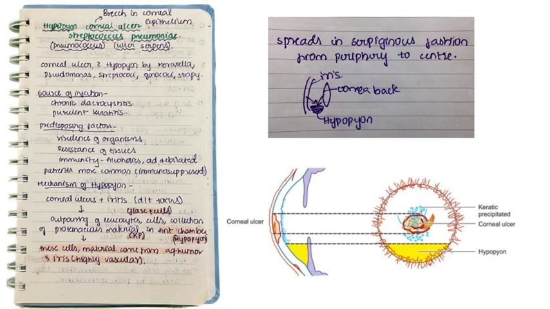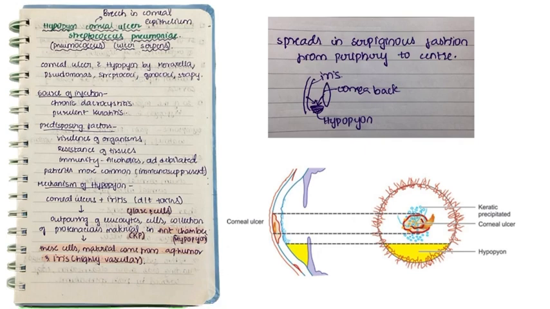the cornea. In the picture beside, which I drew, you can see this is the iris. From the iris, there will be leaking out of cells and proteinaceous material. This proteinaceous material accumulates at the back of the cornea. This is called keratic precipitates, and some deposits at the base, which is called hypopyon. Now coming back to the mechanism.